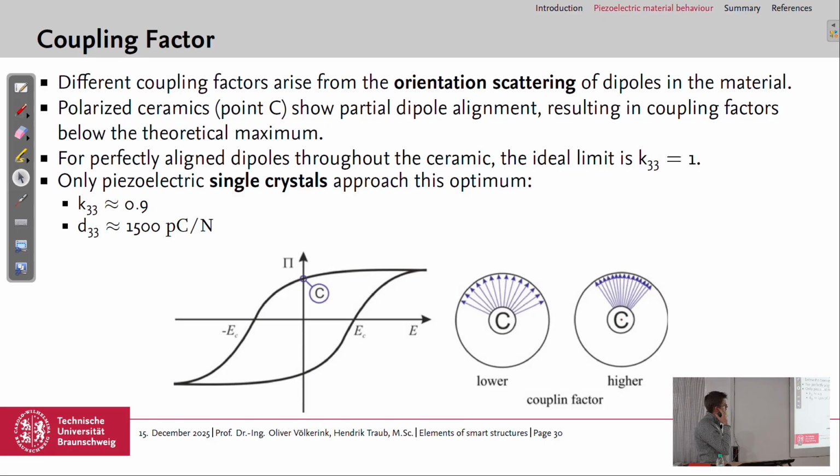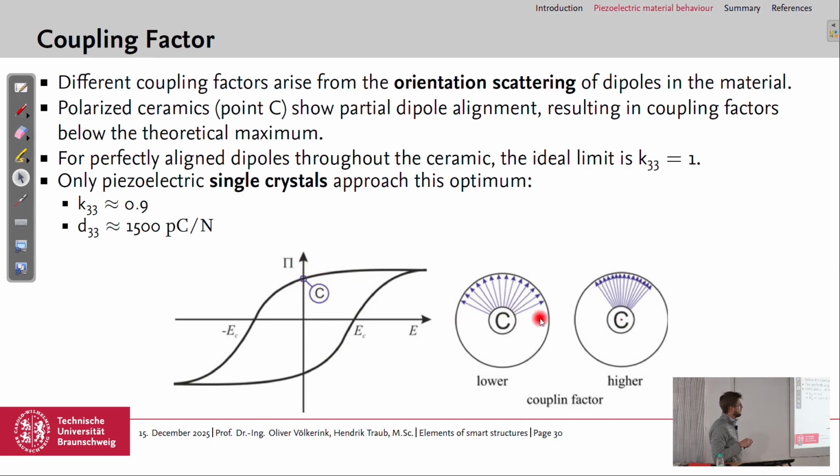And to give you maybe a better idea of the coupling factor, different coupling factors arise from the orientation scattering of the dipoles, of the polarization in the material. So if we look again at our hysteresis, electrical field E and the polarization here. Then we have this point C, and if we polarize our ceramic, then we go up to this point, maximum electric field, and remove it again. Then we have here the remanent polarization.